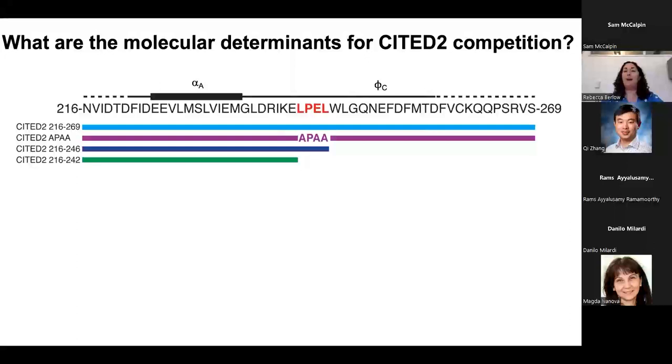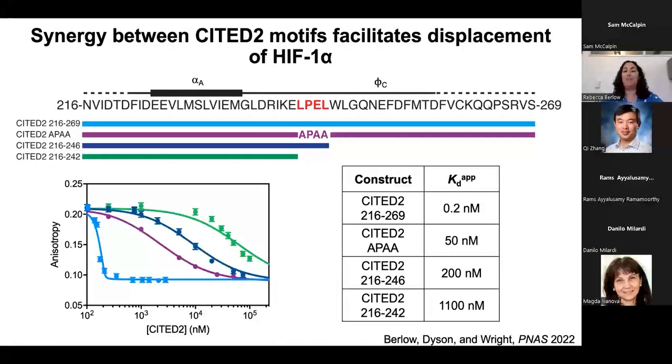And we were able to do our same anisotropy competition measurement where we are looking at the ability of these CITED-2 peptides to compete against HIF-1 alpha. And what we can observe is that anytime we start taking away a key binding region, we are increasing the affinity, or the KD apparent, for competition in this system. And so this tells us that there are a lot of interactions between the different CITED-2 binding motifs, and that the interactions or the synergy between the CITED-2 binding motifs within the polypeptide chain are really important for allowing CITED-2 to be such an effective competitor.